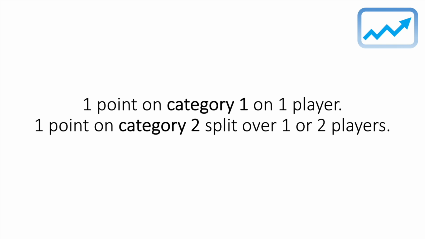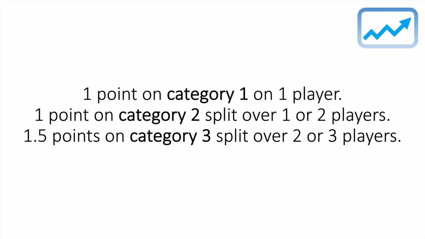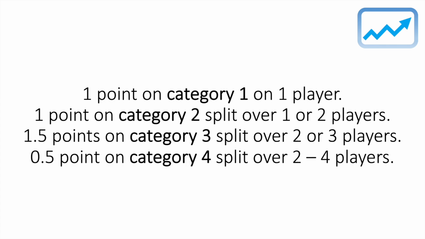I will then split 1.5 points on category 3 players. Now this may be over 2 or 3 players. And then for the final half a point, I will place this half point on a category 4 player, actually split between 2 to 4 players. Now these are very high risk, but of course, if it pays off, they are high reward. Okay, so that is the staking plan for this pre-tournament trading strategy.